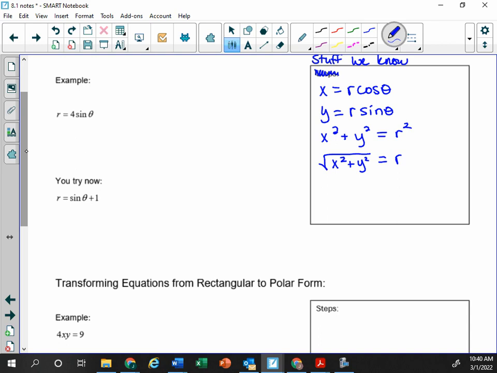Now, I could substitute just for the r, but then you're going to have a square root of an x squared plus y squared, and you're still going to have a sine on the other side. That's not really going to be very helpful. So what I'm going to do is multiply both sides of this equation by r. I will then have r squared equals 4r sine of theta.